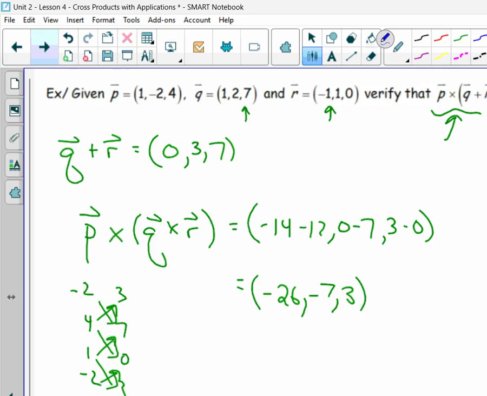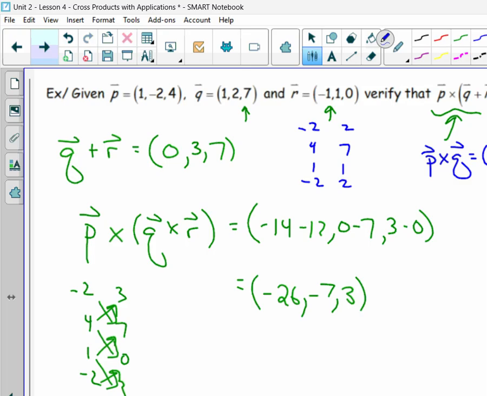Okay, let's do the same thing on the right side, except this time we're going to start with the cross products and then add them together. I'm going to run out of room here, I think, real quick. Okay, let's try to do P cross Q right here. We'll do it small. Okay, P, -2, 4, 1, -2. And we're doing Q, so 2, 7, 1, 2.